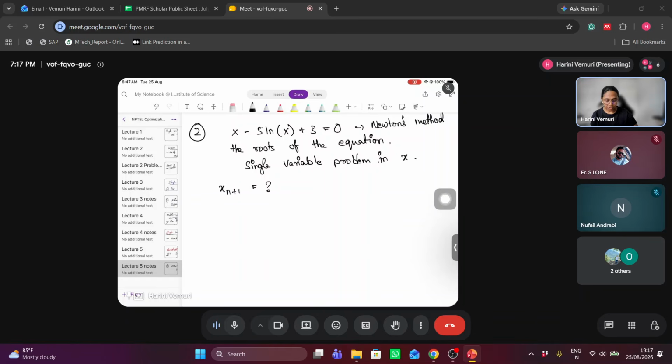Yeah, I'll start the solution. You can tell me the answer if you are solving it side by side. Okay. So x_{n+1}, to find the roots, we know from Newton's method it's f(x) by f'(x).